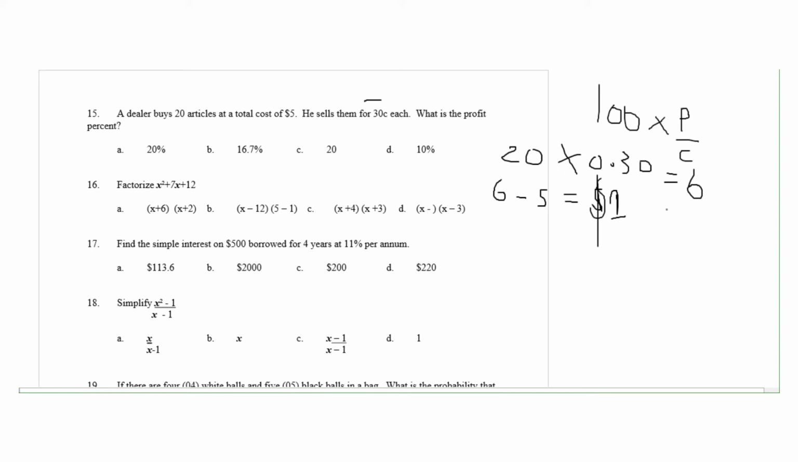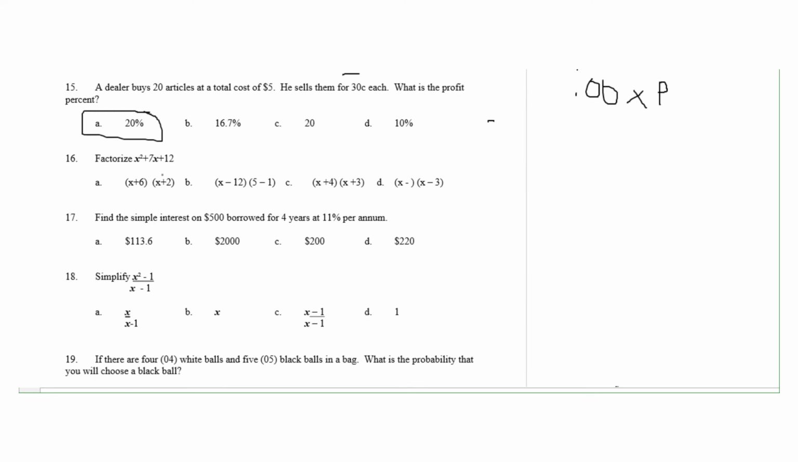And now to find the profit percentage, it's 100 times the profit over the 5, which is the cost price, the $5. So we're going to simplify. 5 into 100 goes 20, so the answer is 20%.